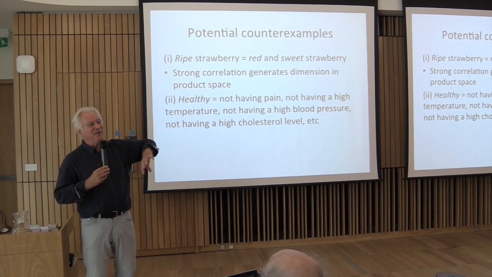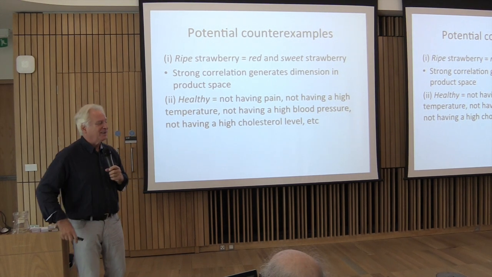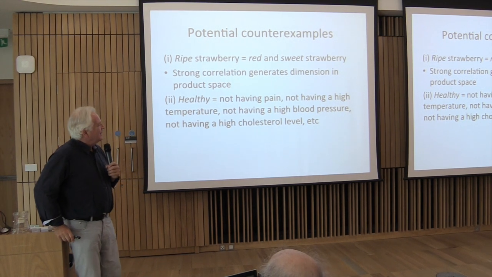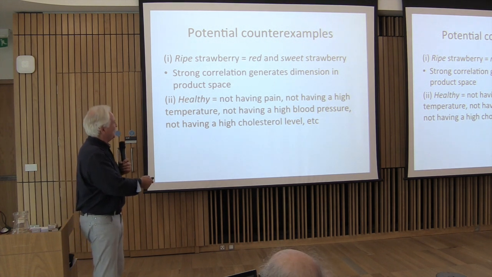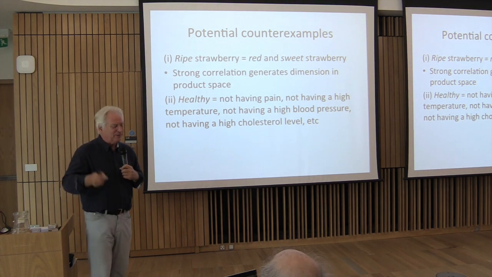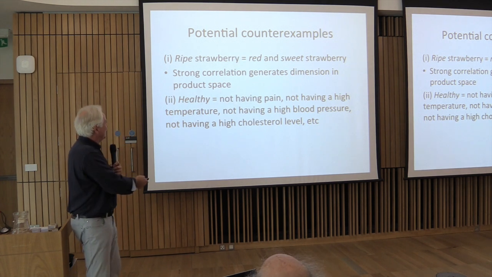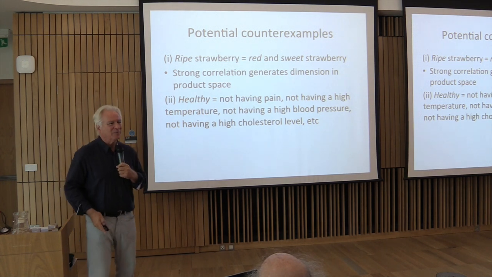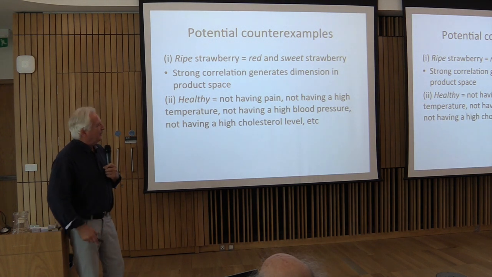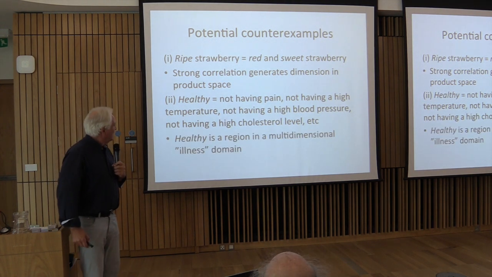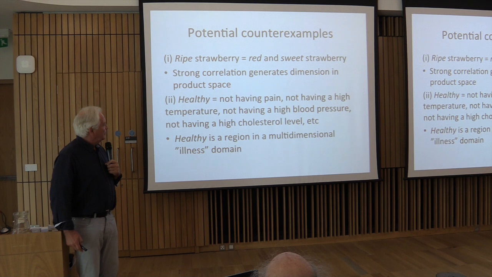That's what healthy is. And it still turns out to be a convex region, hopefully. I mean, what the health space looks like, I don't know, but there are a number of dimensions, as I mentioned here. Yeah, none of these examples are perfect, but anyway. So, it is a convex region, I should have written, in a multidimensional illness domain.